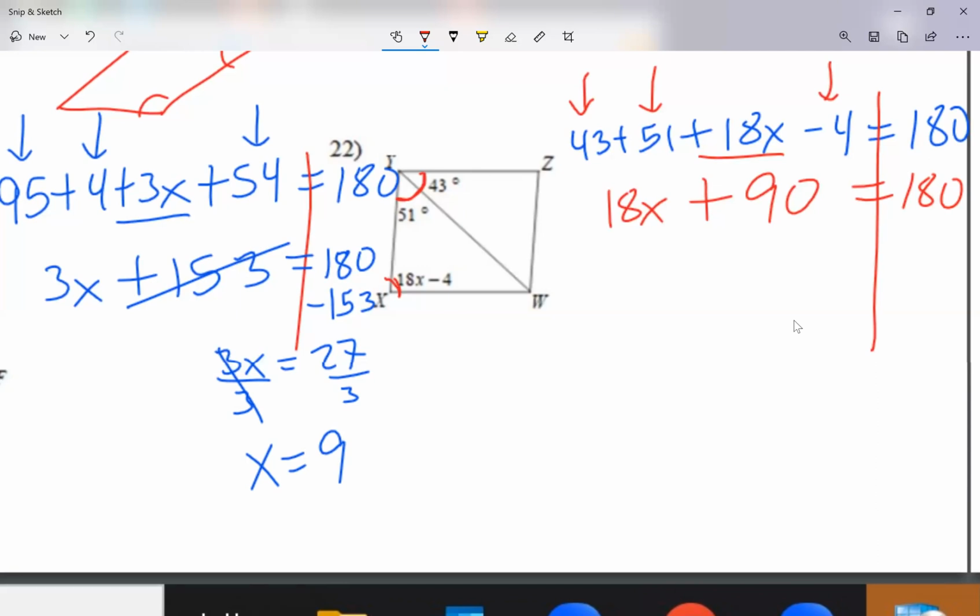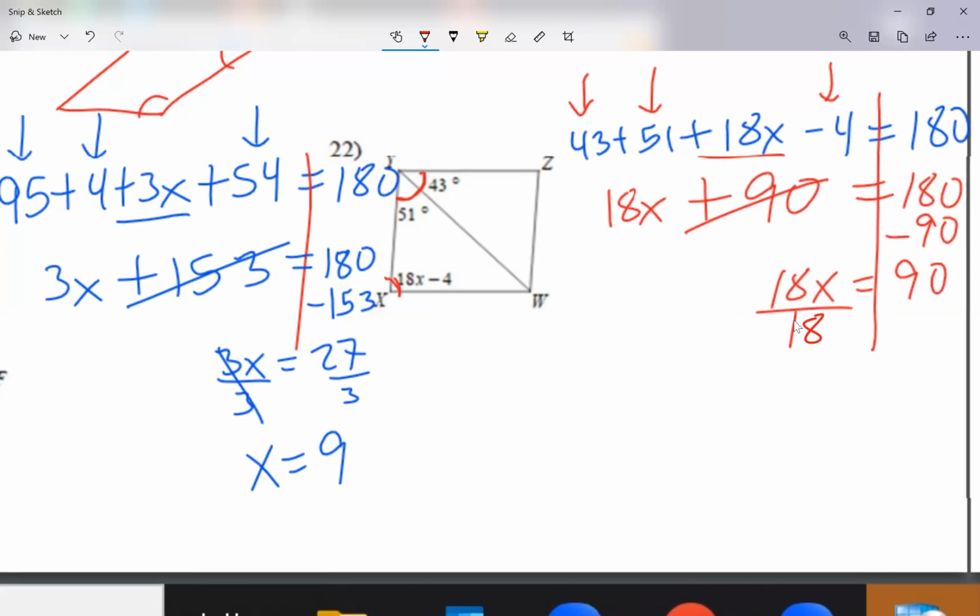So when I combine like terms, this plus 90, let me move it over as a minus 90. Don't forget to switch the sign. So I have 18x is equal to 180 minus 90, 90. Okay, let me divide both sides by 18. 90 divided by 18 happens to be 5.